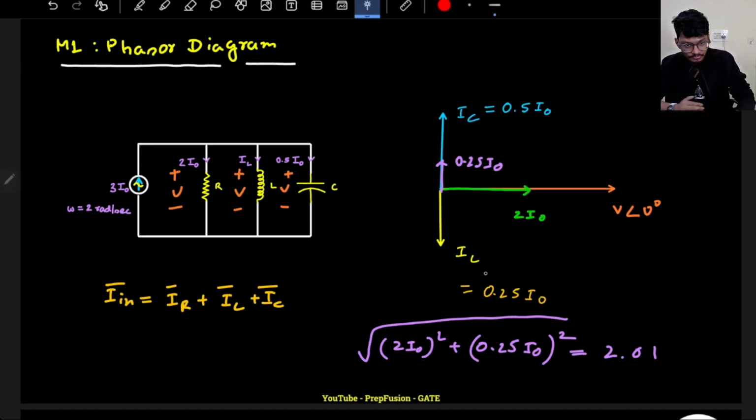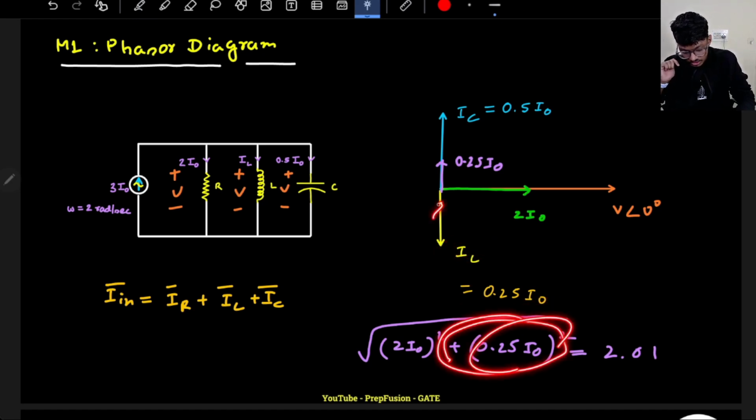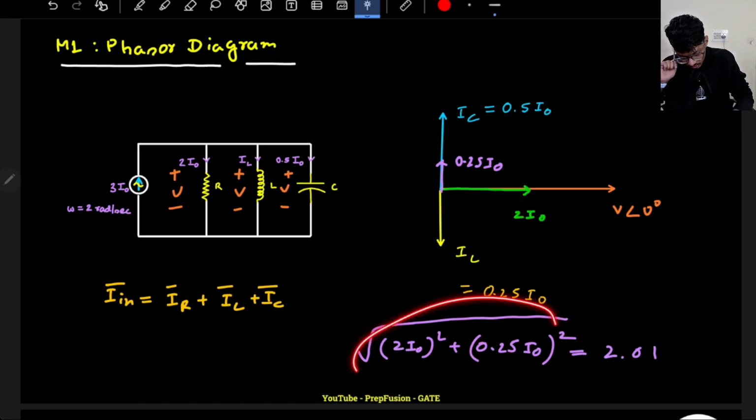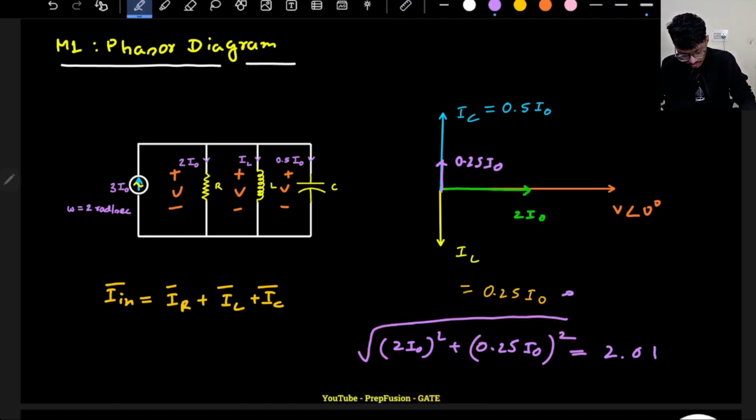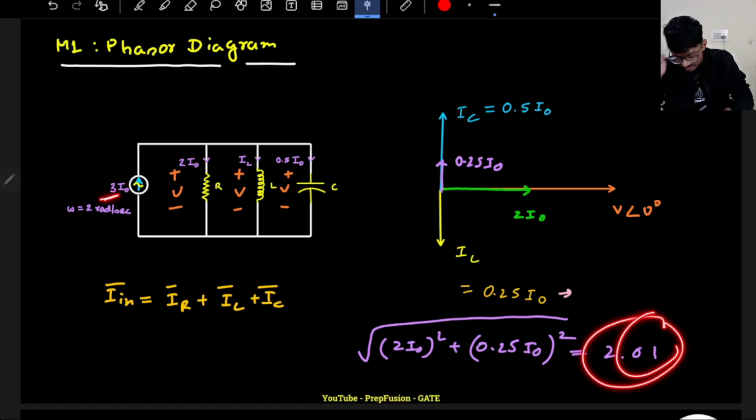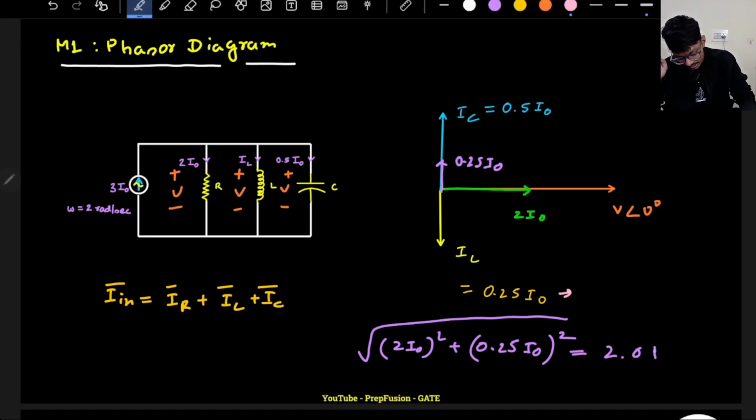Minimum where IL can go, you can choose IL equal to 0. If you choose IL equal to 0, then this value will be maximum. So let's choose IL equal to 0. I have chosen something less than I naught, and it is not satisfying. What am I expecting? I am expecting 3 I naught here.